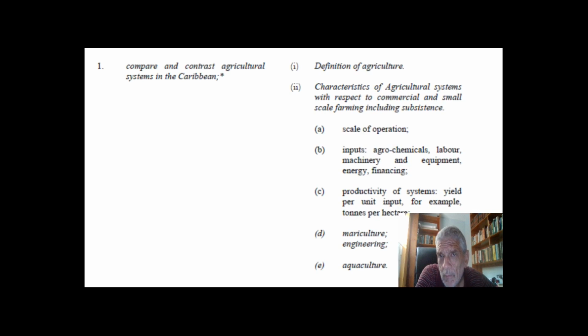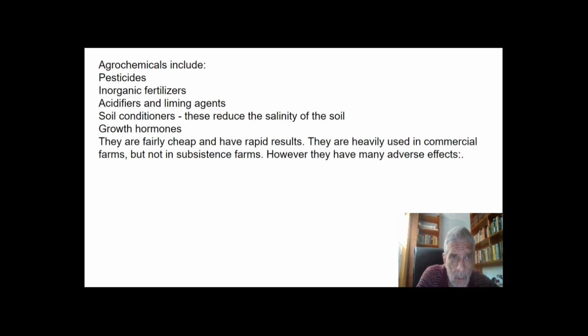If you remember, we've looked at the definition of agriculture and characteristics of agricultural systems and scale of operation. So we're now going to look at inputs, and the inputs given in the syllabus are agrochemicals, labor, machinery and equipment, energy, and financing. So we're going to look at those. The other things are for later classes. So first of all, what are agrochemicals?